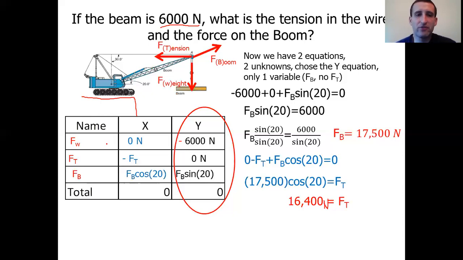Also called by engineers finite element analysis. They are analyzing a particular element in the object and examining how much force it has to be able to withstand. And that's extremely important in the manufacturing process.